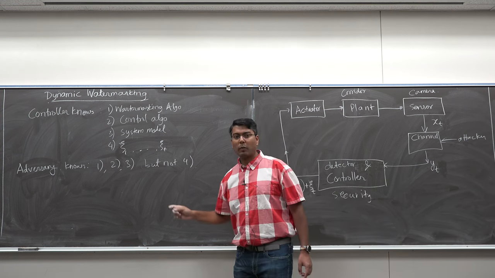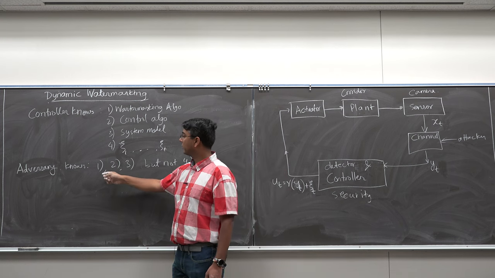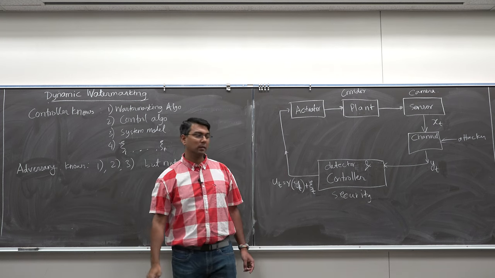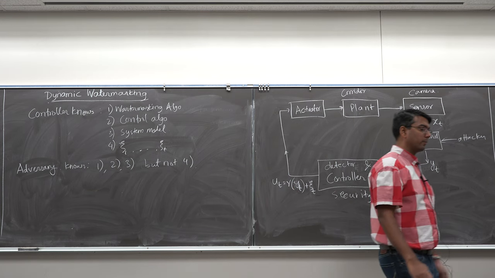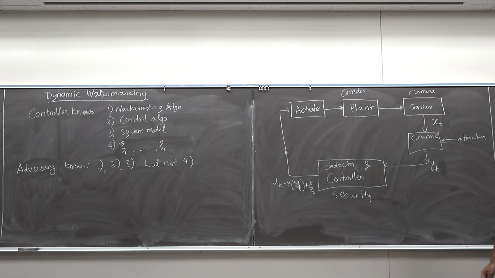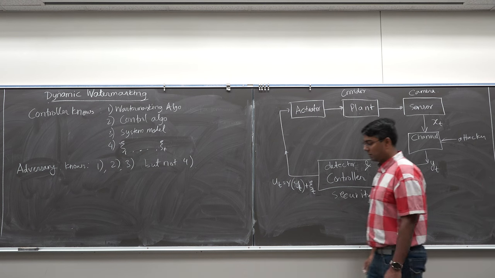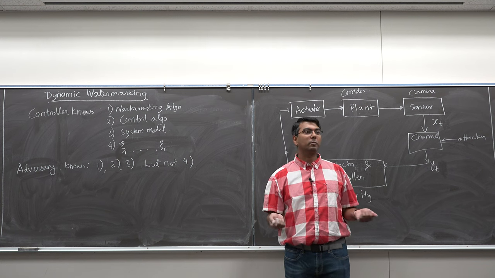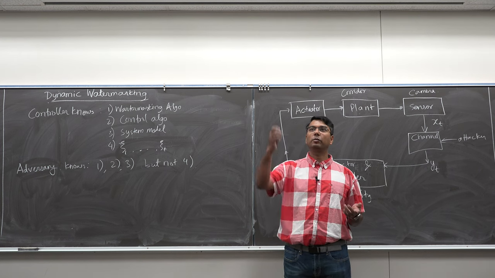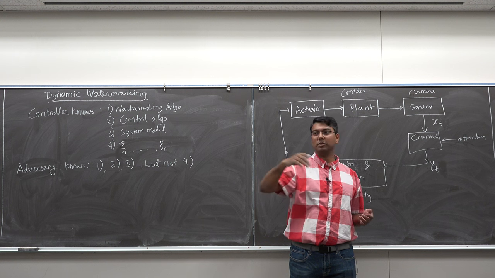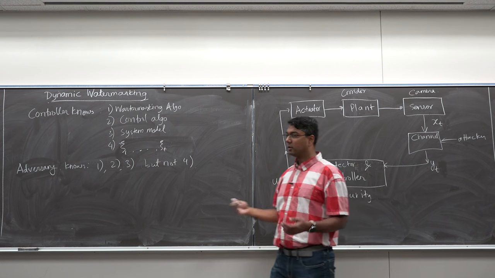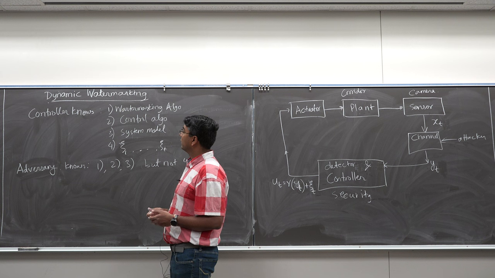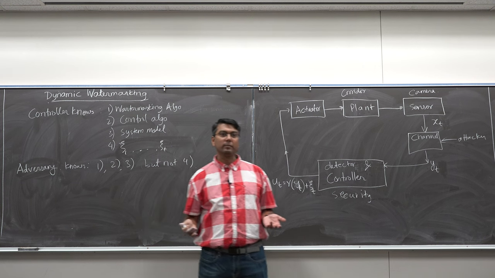Why do you think that this is reasonable? It is reasonable to assume that the adversary knows 1, 2, and 3. Any reason to believe that? The adversary knows the watermarking algorithm, control algorithm, and system model. If you look at any industrial plant, you will notice that there is a manual that comes with the plant. With everything, there is a manual. There is a manual for the air conditioning system, for this thermostat, for that camera. There's a manual for everything. And that manual is actually public information, right?